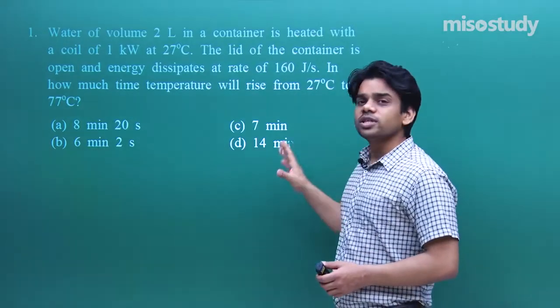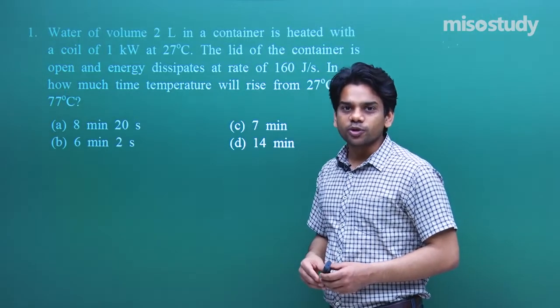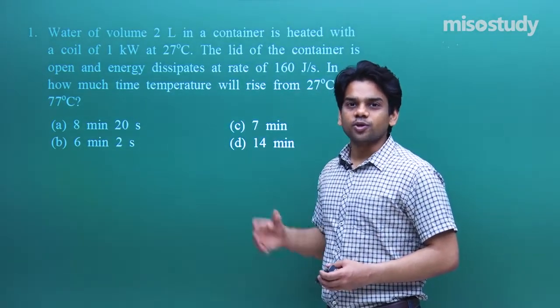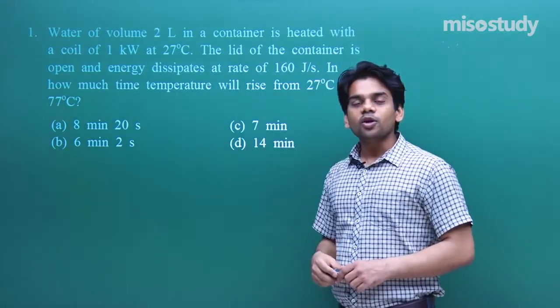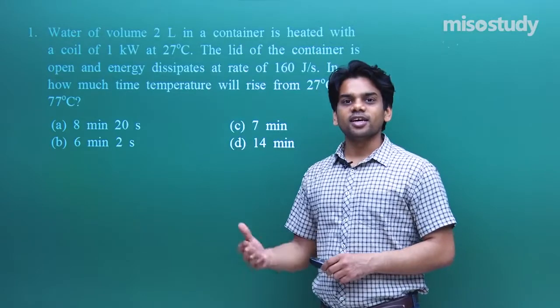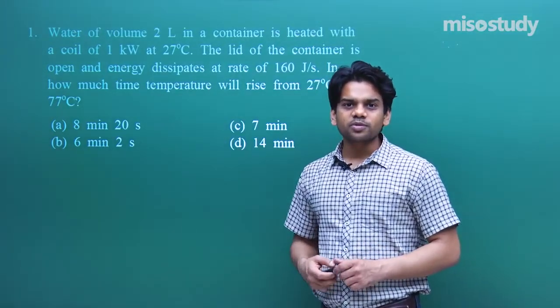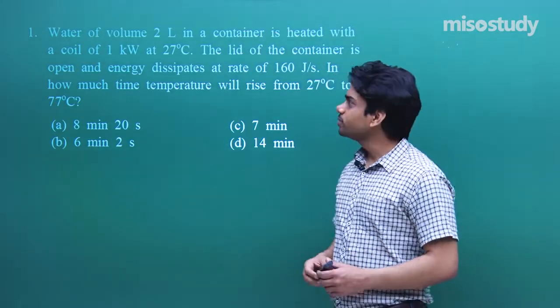Let's read the question and try to analyze what things have been given and what is required. Which method can we utilize to solve this question? You see here, water volume 2 liter. We all know that in our heat equation we need the mass of water. 2 liter of water means we can take its mass to be approximately 2 kg. We'll be using 2 kg for it.